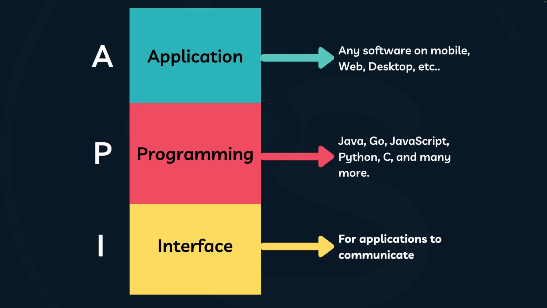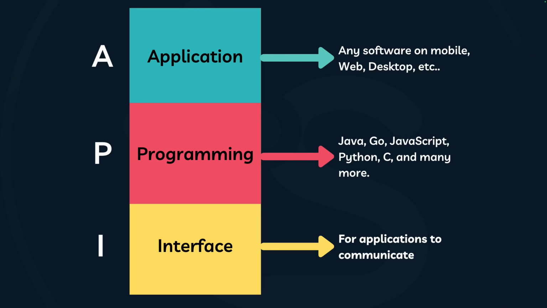P, the programming part, is where the core logic lies. The logic can be written in any programming language, like Java, JavaScript, Go, Python, C. It doesn't matter, any programming language. And the I, the interface part, is for software applications to communicate. As we explained in the beginning, if there are software applications or modules and sub-modules that want to communicate with each other, we need a certain amount of protocol or rules for them to communicate.